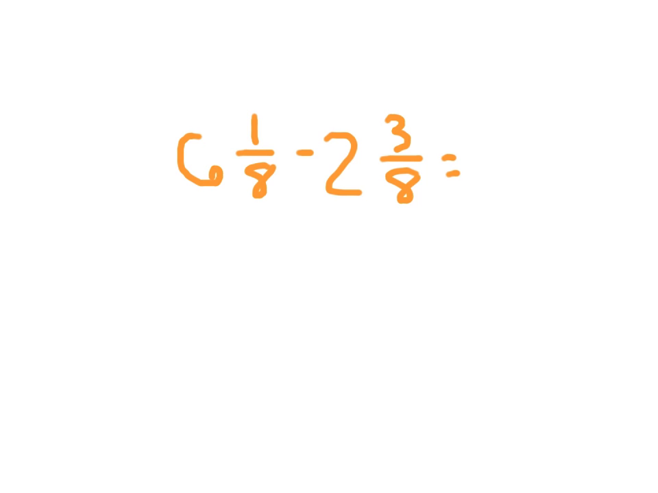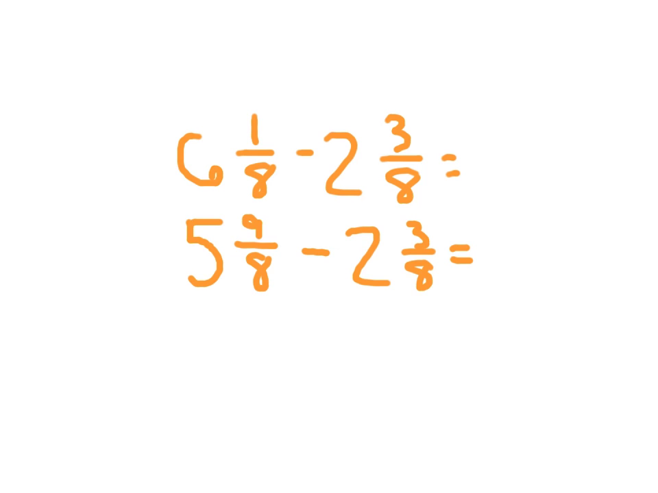Here we notice that with 1/8 minus 3/8, we are not going to be able to do that. So we're going to need to regroup. So we can go ahead and regroup one of these wholes, and that's how we make the 6 a 5. That whole that we've regrouped to that fractional part is worth 8/8. Putting it together with 1/8 is equal to 9/8. So 6 and 1/8 has been rewritten as 5 and 9/8. And we still write the other part as minus 2 and 3/8.